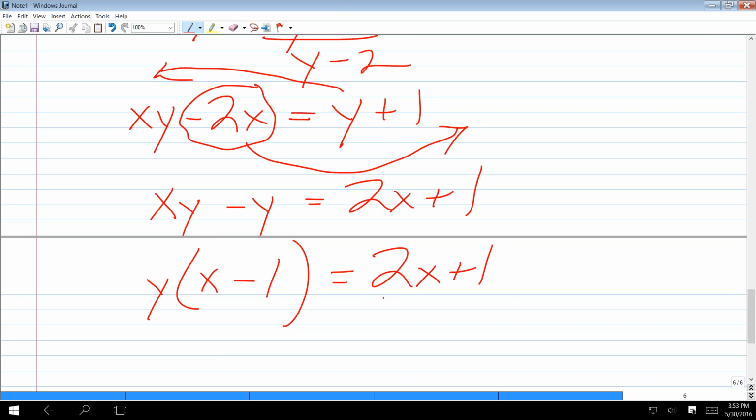Divide by x minus 1. There you go. And that's how you get the inverse of that. And that's pretty complicated algebra. You might not get that for a couple of months into your new year.